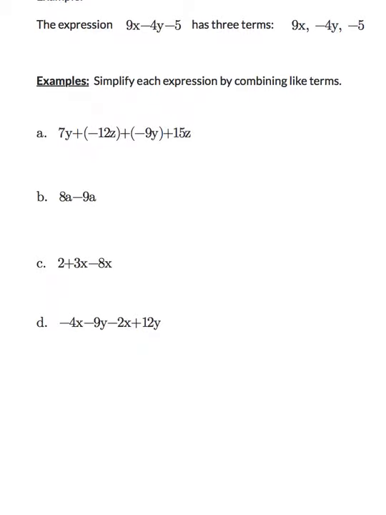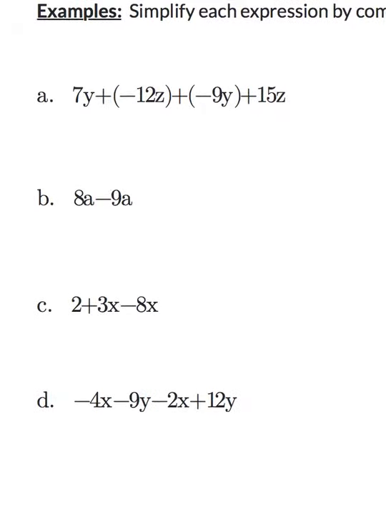So let's go ahead and look at some examples. If we look at example A, we have 7y plus negative 12z plus negative 9y plus 15z. So again, I want to identify my like terms. We have y's and z's here. So I'm going to combine my 7y and my negative 9y. If we combine 7 and negative 9, note that they have different signs, so we are going to subtract and keep the sign of the larger number. So we get negative 2, and we keep the y.